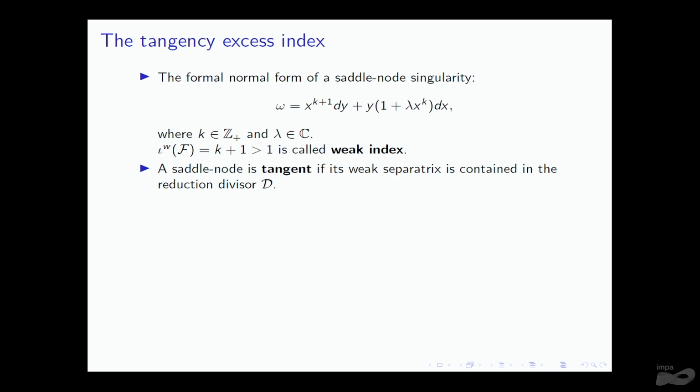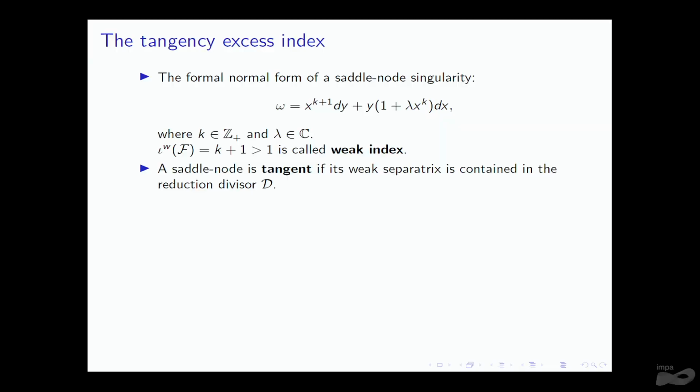And I say that a saddle node is tangent. Well, I have a foliation, and I have the singularization for it, a reduction of singularities. So I say that a saddle node is tangent if its weak separatrix, the one associated with the 0 eigenvalue, is contained in the reduction divisor of D. For example, if I have a saddle node in the crossing of two components of the reduction divisor, it's necessarily tangent because its weak separatrix is necessarily contained in the divisor.